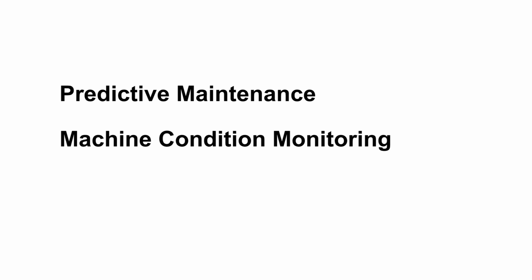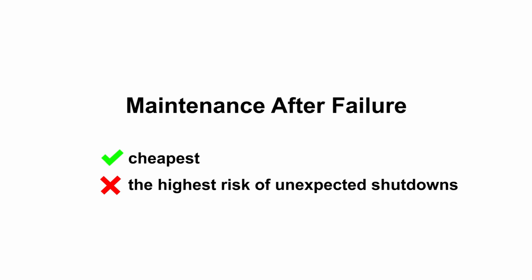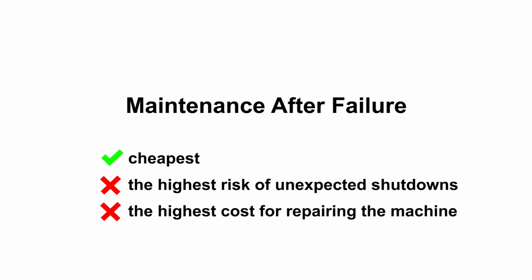So, you've probably heard these terms before: predictive maintenance, machine condition monitoring, and also vibration diagnostics. What are these terms? Predictive maintenance. We can simplify the maintenance process as three different types. 1. Maintenance after failure. You simply use the machine as long as possible without any maintenance. It is the cheapest approach, but with the highest risk of unexpected shutdowns and the highest cost for repairing the machine.